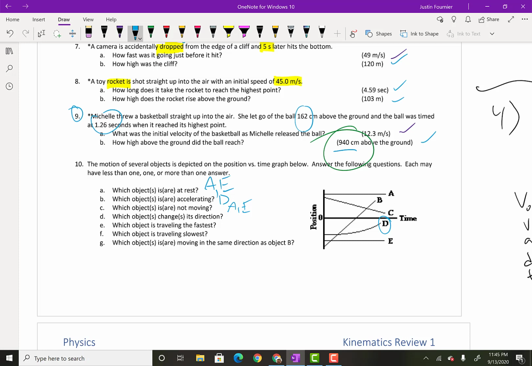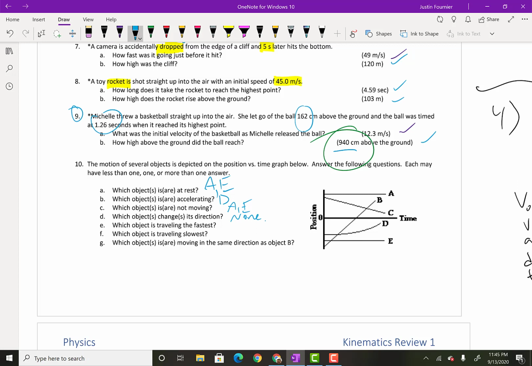Next up, which object or objects is changing their direction? Again, the slope of a position time graph gives me the velocity. So in this case, the velocity is constant. This one, it's at rest. This one, it's at rest. This velocity is constant. This is the only velocity that's accelerating, but if you look at it, it's speeding up. It starts with a shallow slope and then gets a high positive slope. So none of these are changing direction.